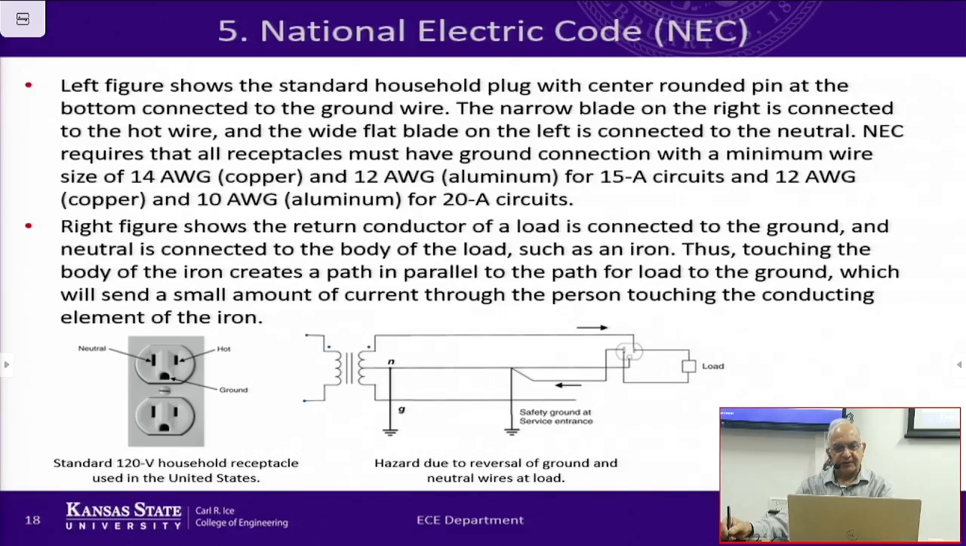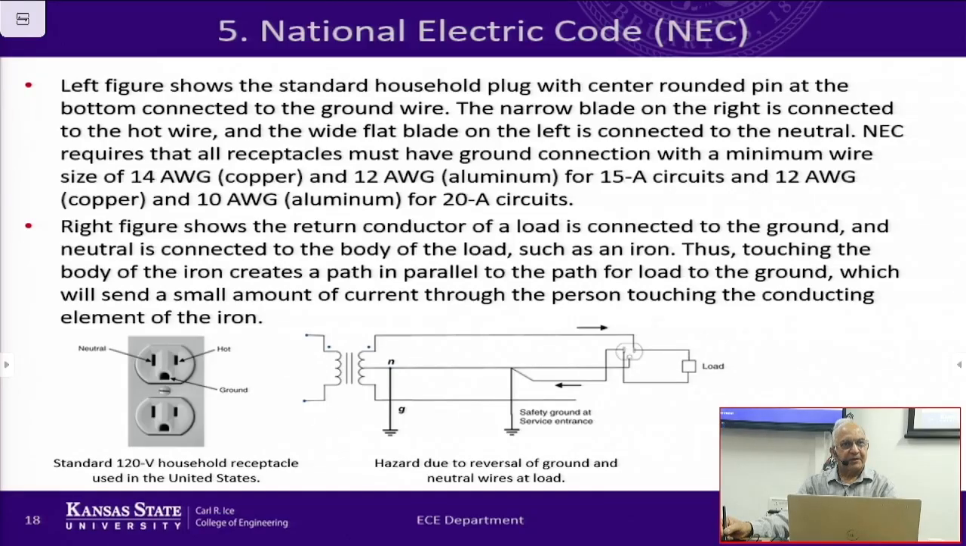Now here is an example of a situation where you have the wires going in. The neutral is grounded here, and this is the load, and the ground and the neutral are switched here. Okay, so as far as the load is concerned, it will still work because you have power coming from here, and instead of going to the neutral, it's going to the ground. Okay, so as far as the iron is concerned, it's not a problem.